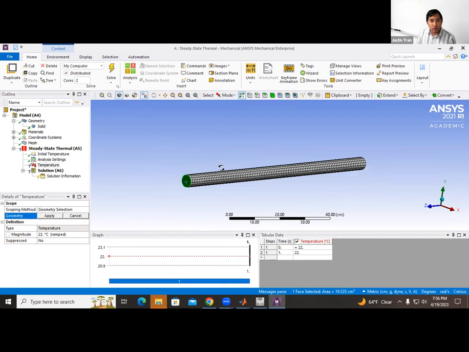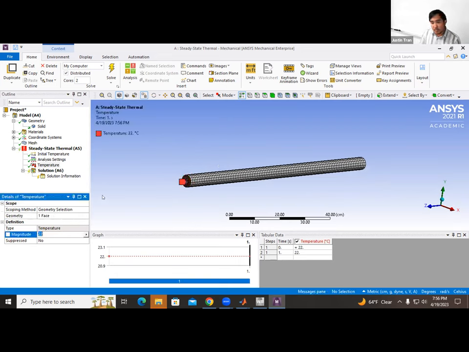All right. And so I'm going to click on one side of the cylinder here and we're going to apply that. And we're going to set this magnitude here to be 100 degrees Celsius. Okay. Just like our problem statement said.